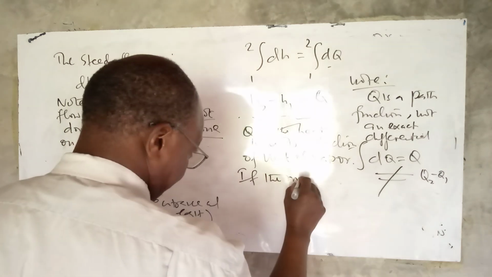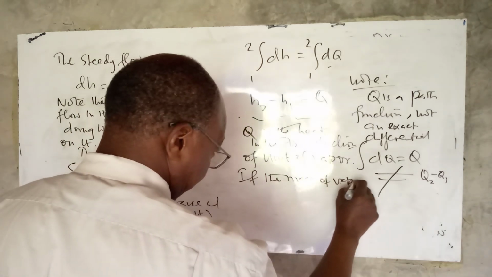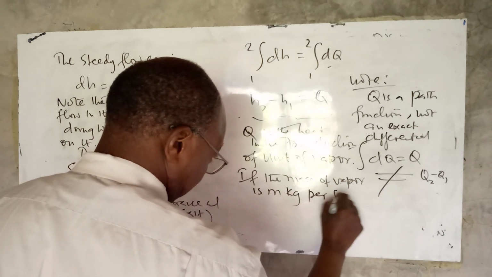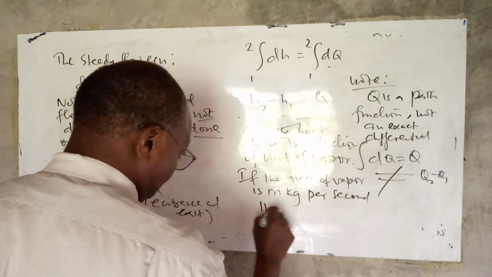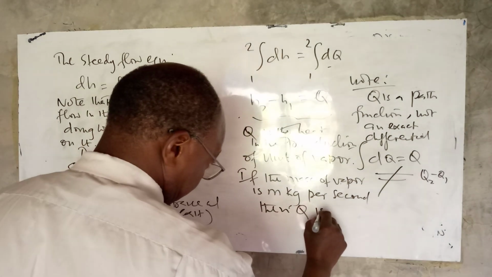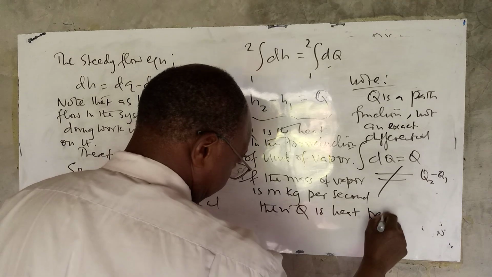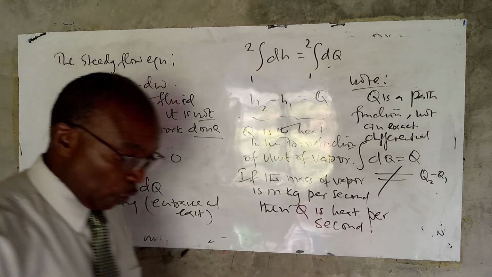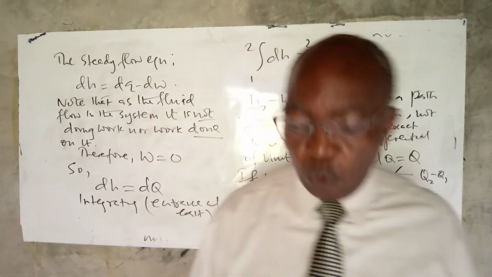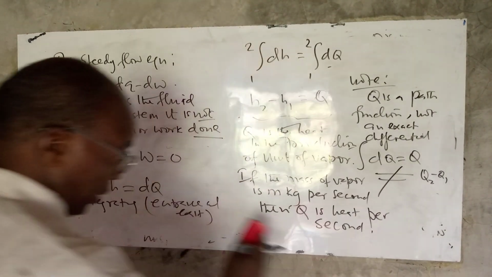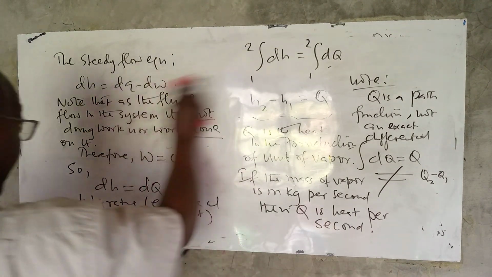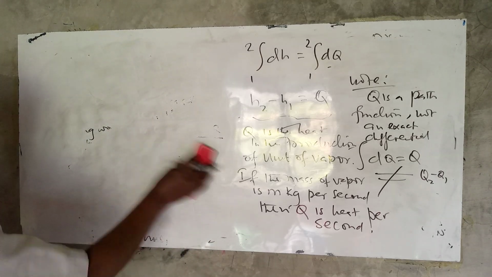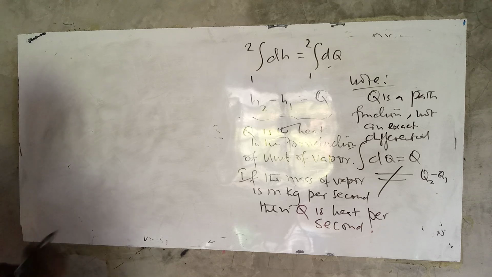If the mass of vapor is m kilogram per second, then Q is per second, for that corresponding mass. So this is just a simple water boiler. Let us now look at a simple surface condenser.